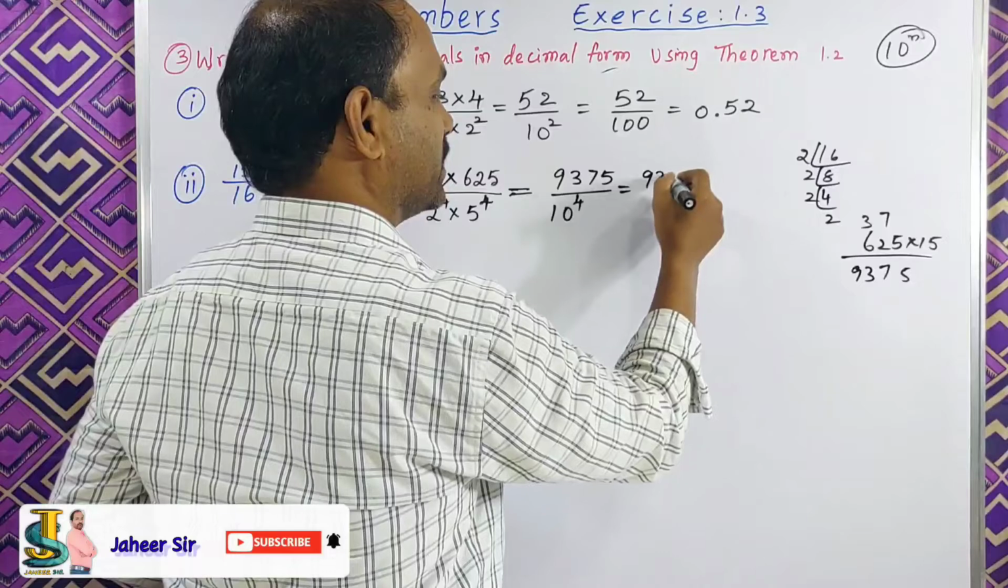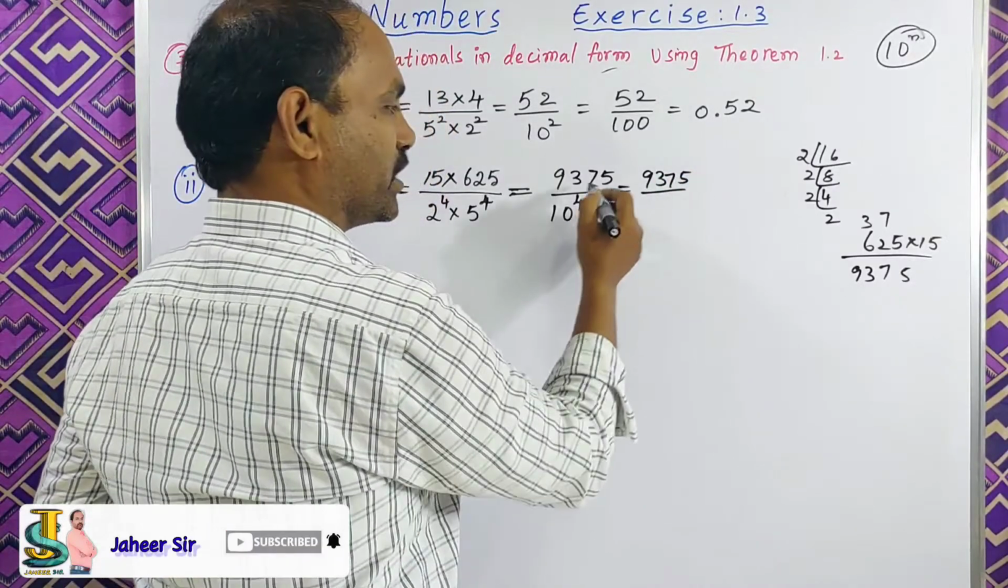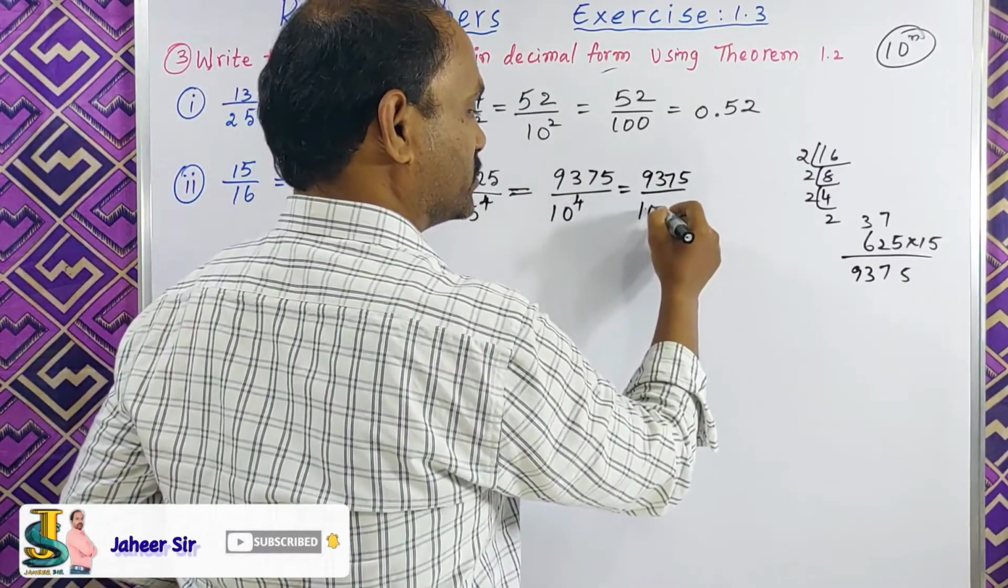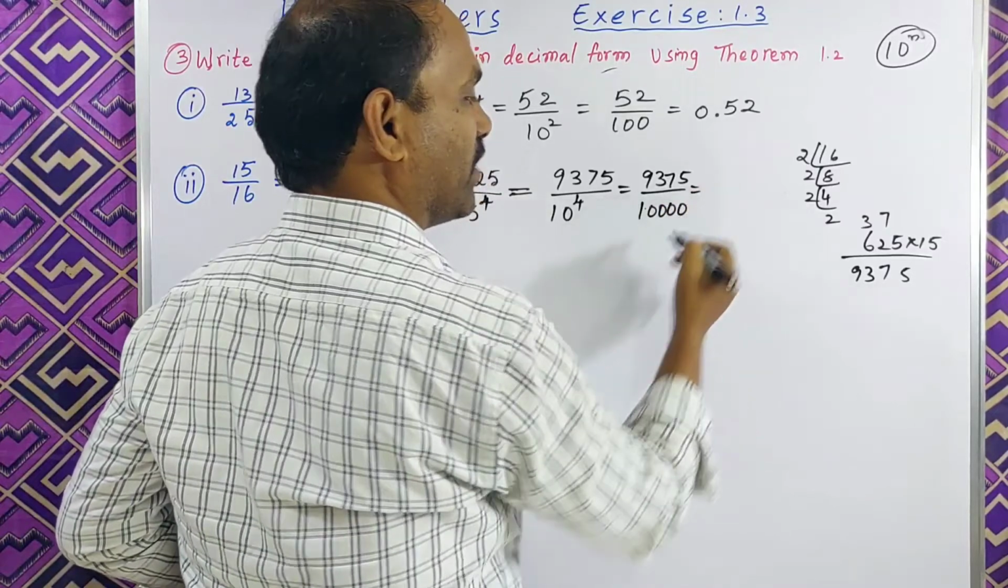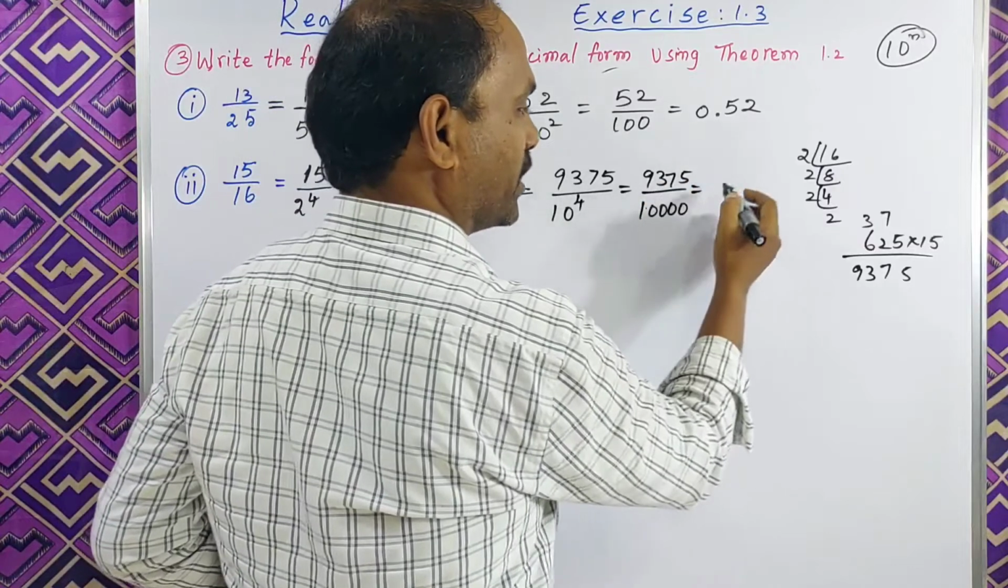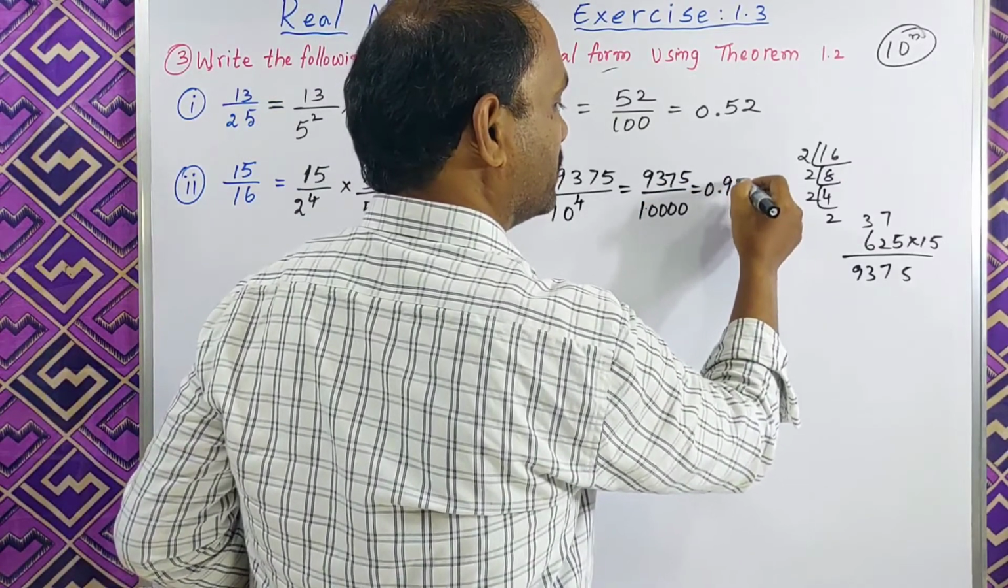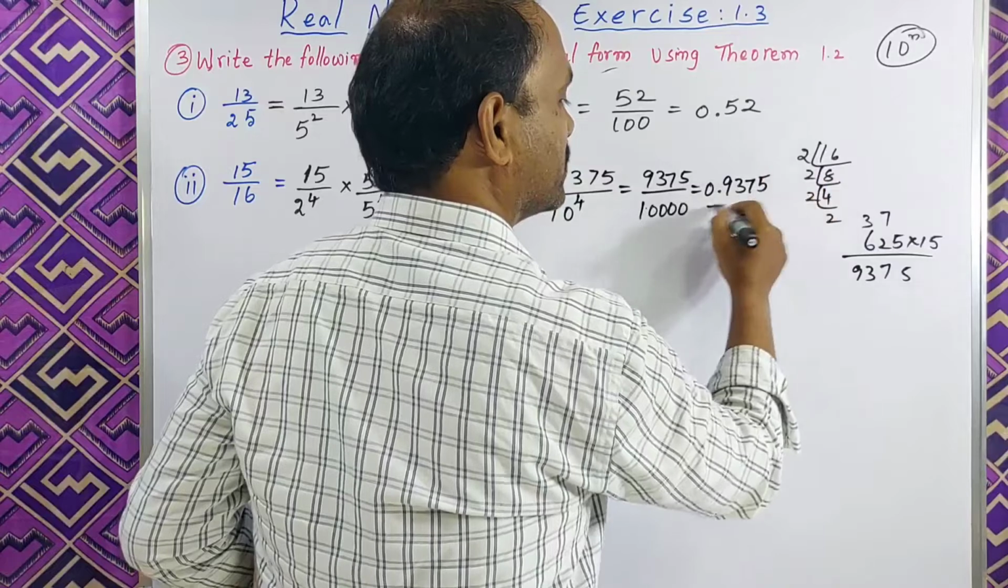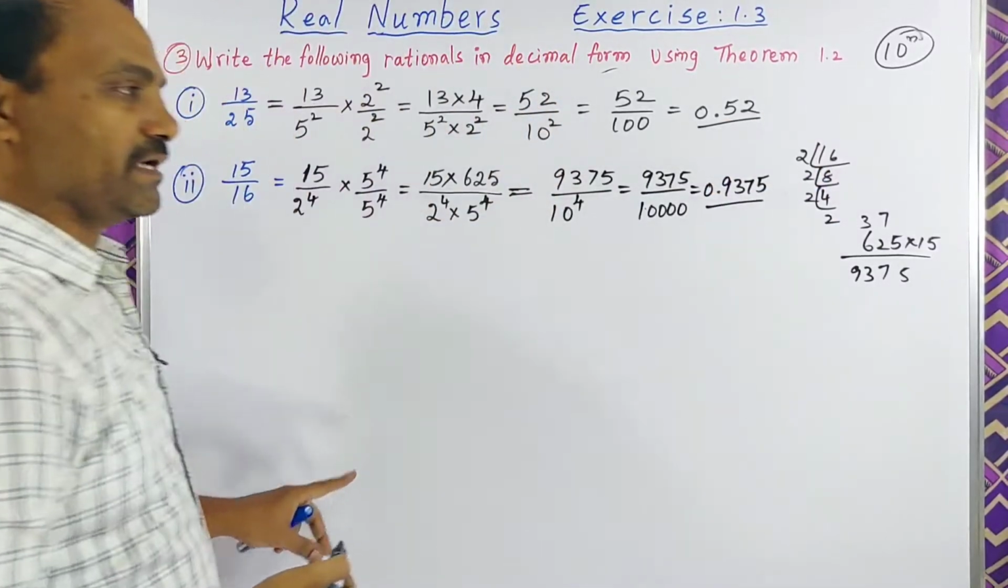So 9375 by 10 power 4 means 4 zeros you should write. Now what is the decimal expansion here? After 4 digits you write the point, so 0.9375. This one is the decimal expansion.